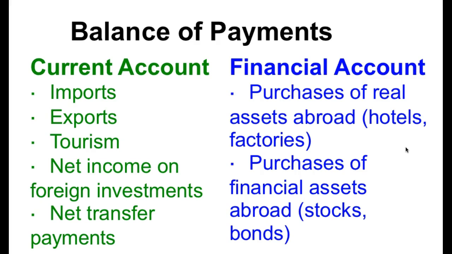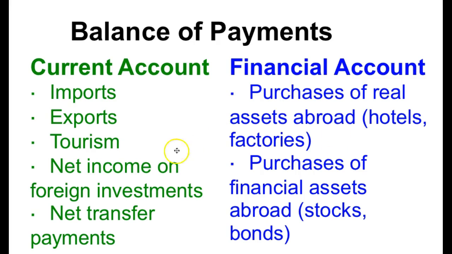Purchases of financial assets in other countries work the same way. So I mentioned before, a Japanese investor might buy a General Electric bond. That would be a financial account transaction. So you can buy a hotel, you can buy a factory, you can buy a home, or you can buy stocks and bonds issued by foreign governments or foreign companies.